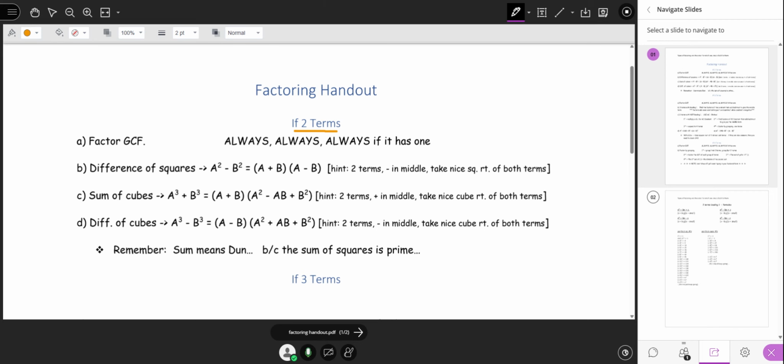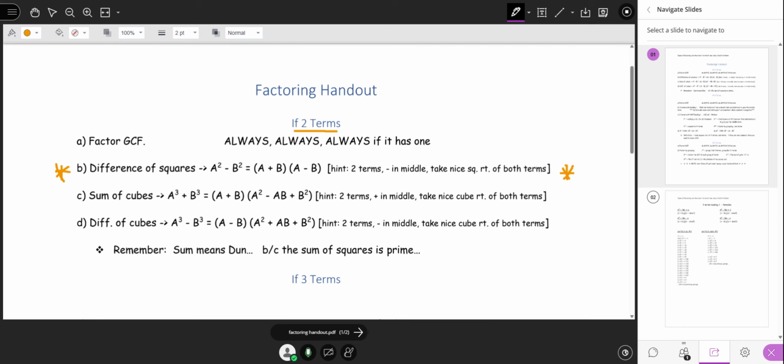In other words, the same number or the same letter in every single term. The next thing, difference of squares. So a squared minus b squared can be factored as a plus b times a minus b. This one type of factoring is used more than any other one. So this one will be the most valuable for you to learn.